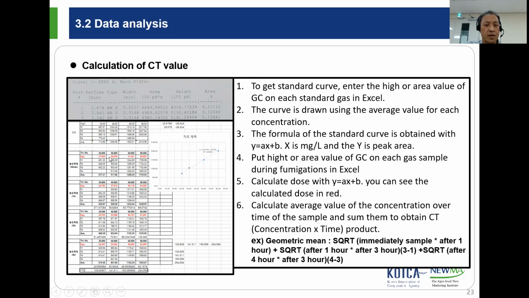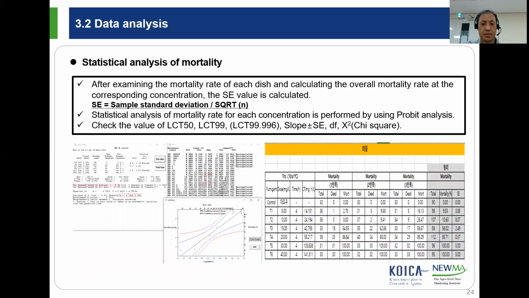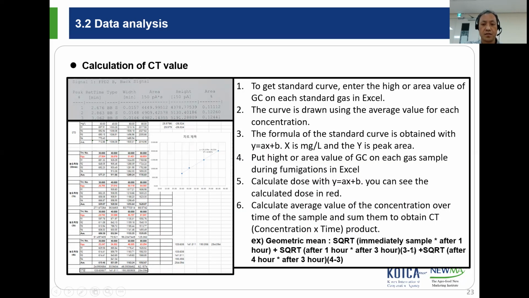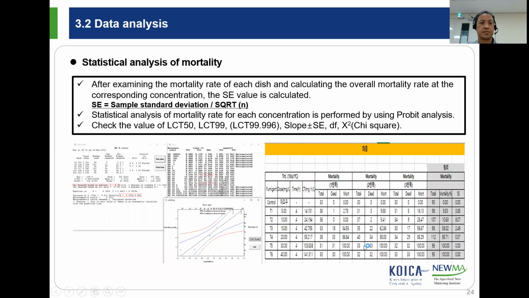So based on the doses during fumigation, you can calculate the CT product through the sum of the fumigant concentration over time. The formula is like this.